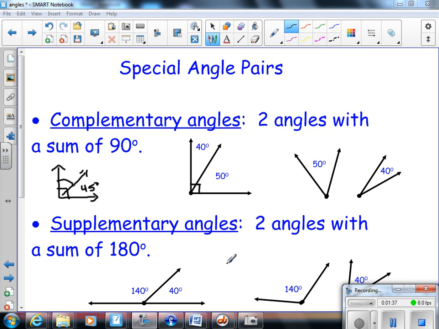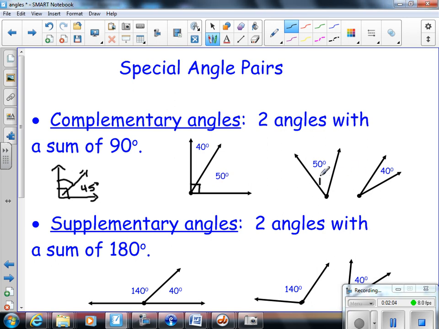Okay, now let's talk about some special angle pairs. Part of this is a review. I know we had this last year. Complementary angles. Complementary angles are two angles that have a sum of 90 degrees. Now they can be what we call adjacent, where they share a ray or a side. This one's a 40-degree angle, then this one's a 50-degree angle, they're complementary because together they add up to be 90 degrees. They can also be just two separate angles.